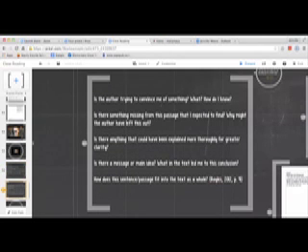Other questions students should consider using close reading strategies are: is the author trying to convince me of something? What and how do I know? Is there something missing from this passage that I expected to find? Why might the author have left this out? Is there anything that could have been explained more thoroughly for greater clarity? Is there a message or a main idea? What in the text led me to this conclusion? And how does the sentence or passage fit into the text as a whole?